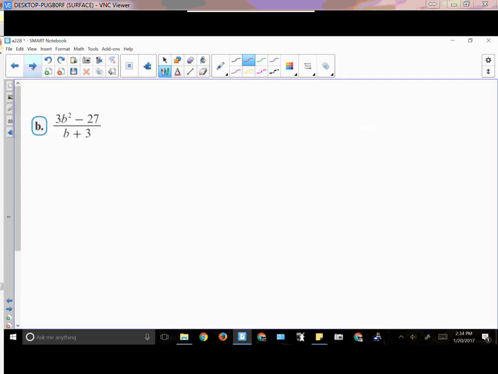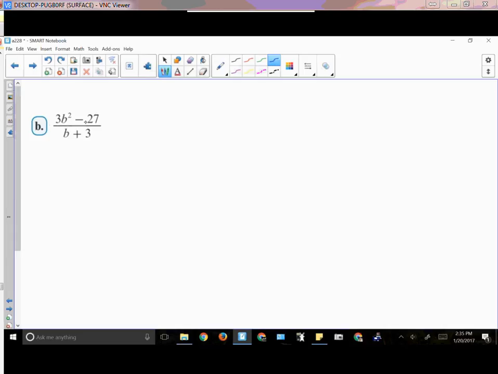Now, we've always got to use everything in our toolbox to deal with this. I see this b squared. Now, whenever I got a squared term, I always have to go to the quadratics. So, and I look, can I cancel anything out of here?